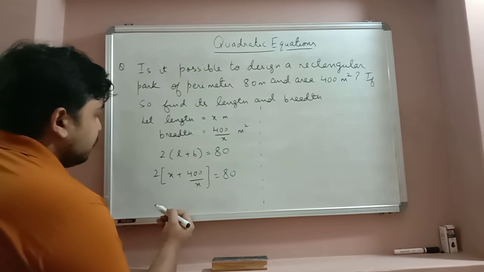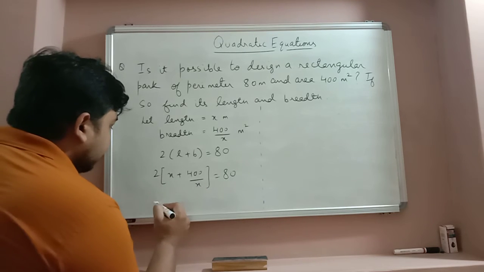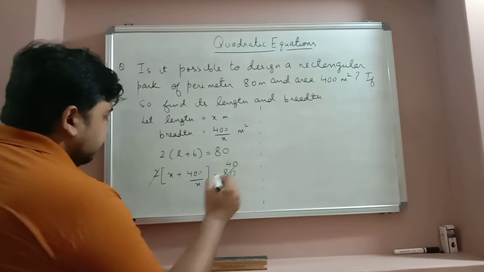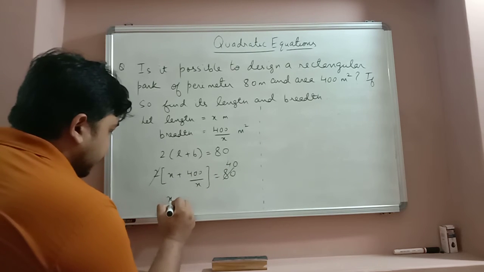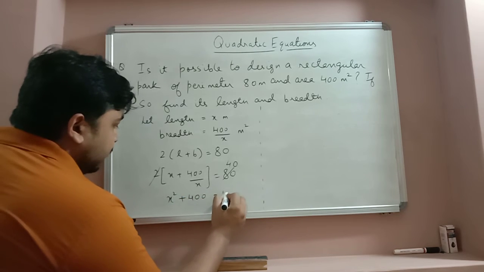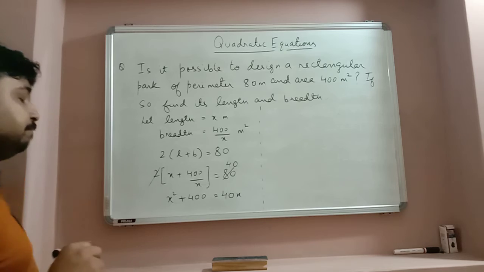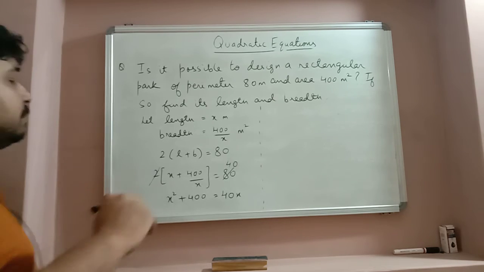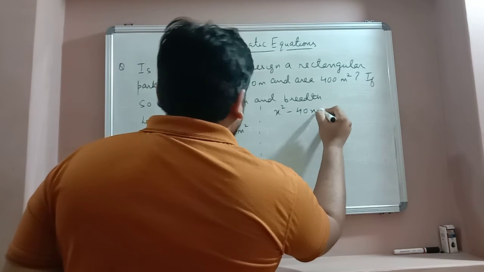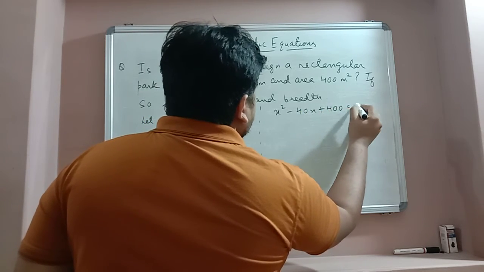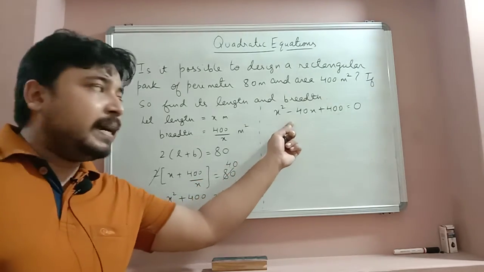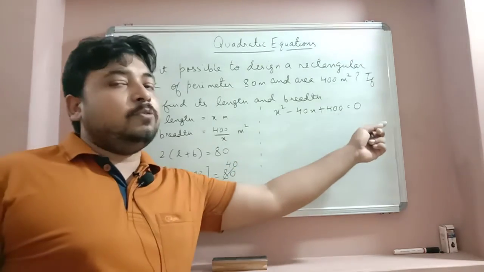First let's convert it into standard form. So this will become, now I can cancel out 2 and 80 here. So we are left with x square plus 400 equals 40x on cross multiplying. So this becomes x square minus 40x plus 400 equals 0. So our quadratic equation is x square minus 40x plus 400 equal to 0.